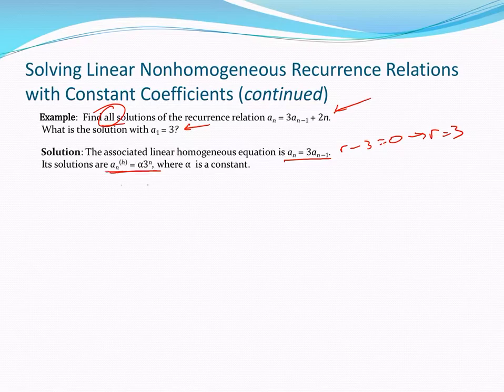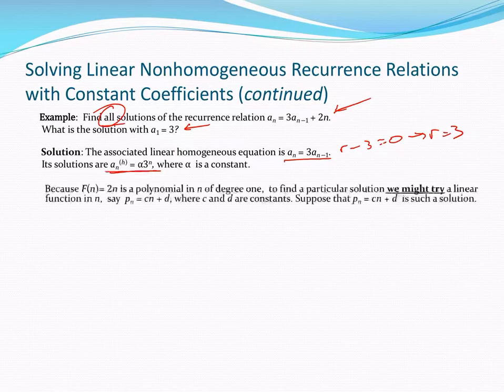Now let's tackle the non-homogeneous portion. Fn is equal to 2n. It's a polynomial of degree 1. And we might guess that a generic polynomial of degree 1 would be our particular solution. So we'll guess P sub n is Cn plus D, where we'll have to try to solve for C and D. And I'll just say ANP equals PN in this case.